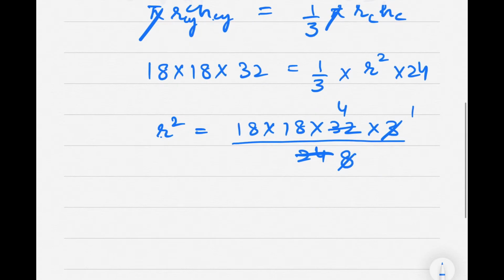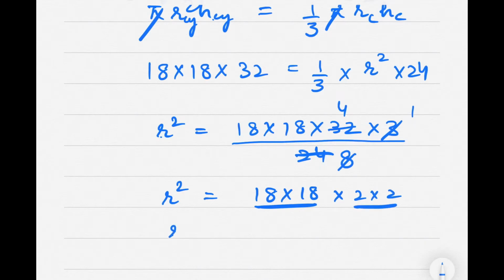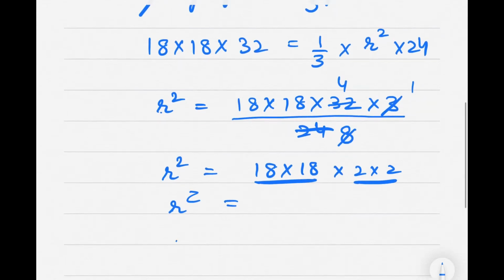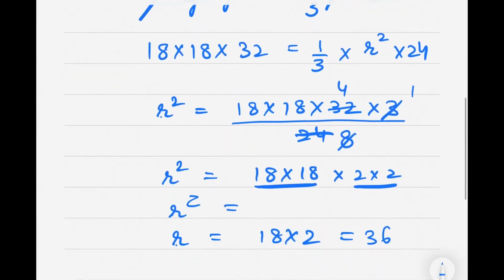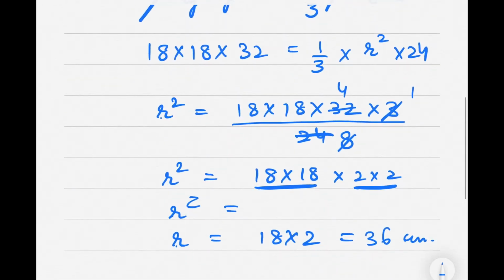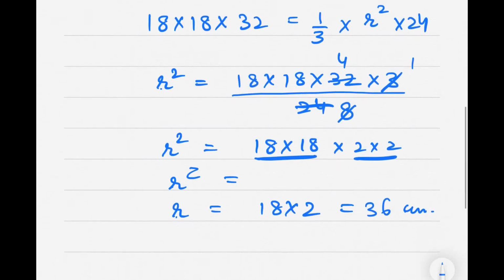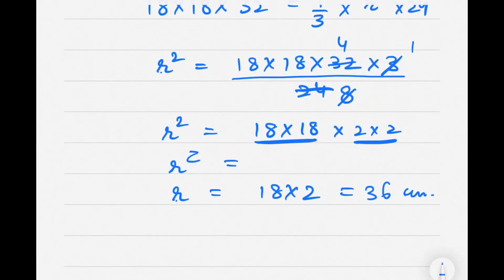So instead of multiplying and then finding the square root, I know my factors for r square: 18 into 18, I can take 1, and then 4 I can take 2 into 2. So r square will be equal to this same thing, and therefore r is equal to 18 into 2, so 36. Now this unit I have to write down. Everything was in centimeter, so this will be in centimeter. Fine. So I have found out one thing which was asked.